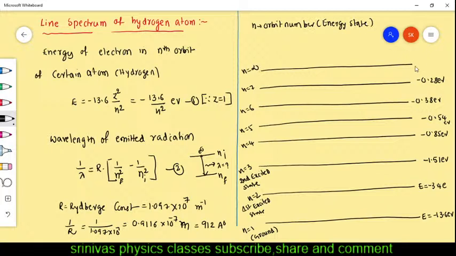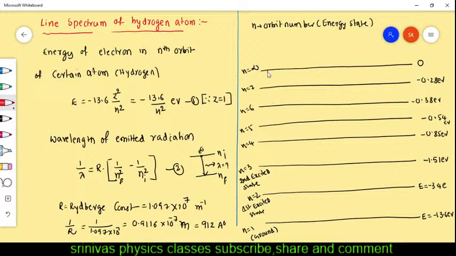Principal quantum number. For this last one, you substitute n is equal to infinite. N is equal to infinite means the energy you will get is 0. And now, the electron transition may occur from where to where? Electron transition may occur from infinite to first orbit, right?